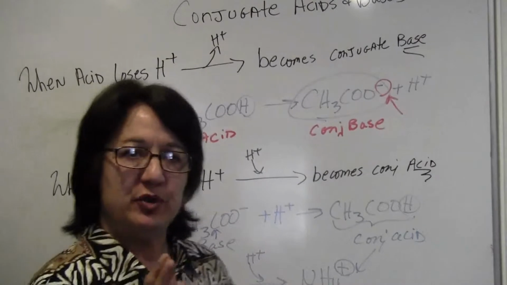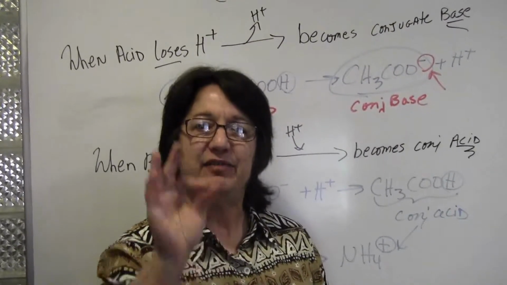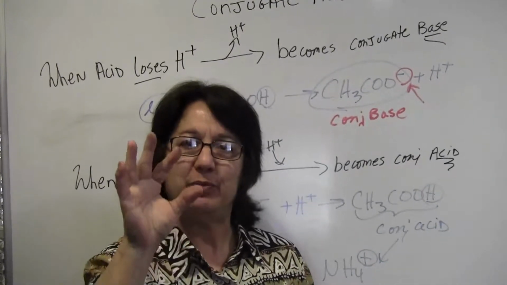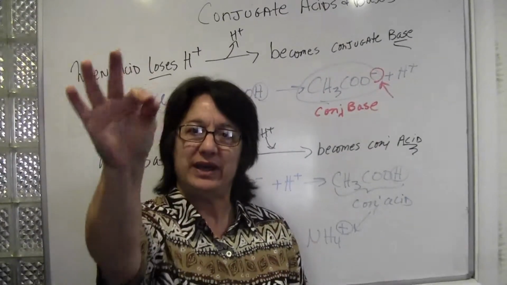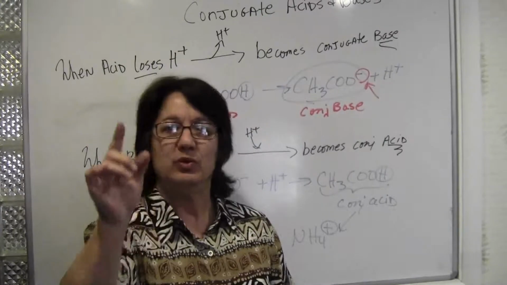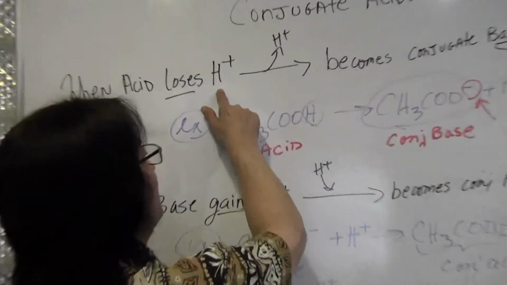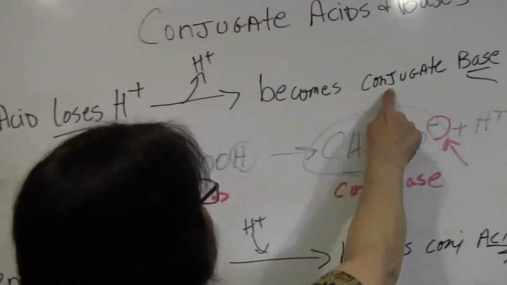You know what acids do for a living? They give away their acidic hydrogens. They give away their protons. And when an acid gives away its acid hydrogen, then we call it a conjugate base. When an acid loses a hydrogen, it becomes a conjugate base.